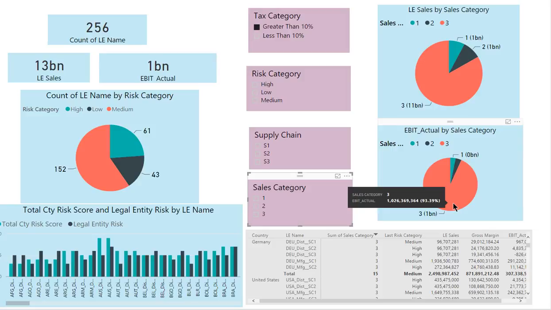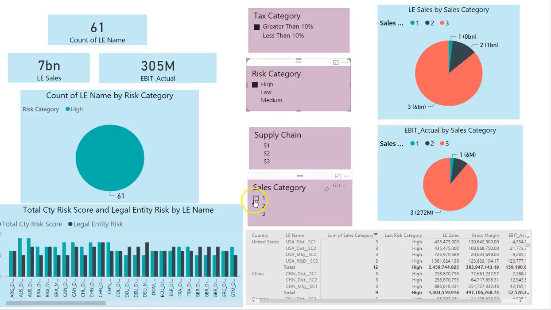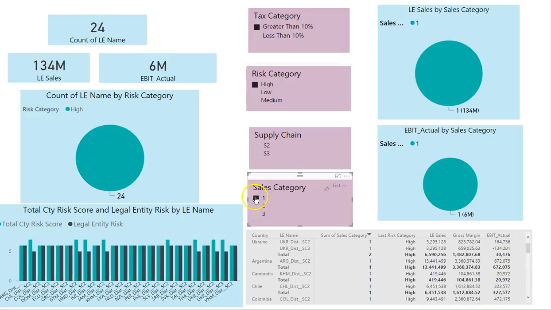And so perhaps we want to mix and match and really try to focus on the biggest companies with the highest sales, develop good documentation for those, and perhaps be a little bit more sparing of our documentation for those entities which are high risk, but which have very small sales and only a total of 6 million of profit. So we don't necessarily want to spend the time and effort to document these 24 companies in the same way that we do their larger counterparts.